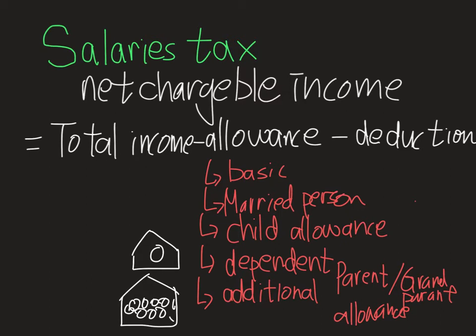What does it mean to be a dependent parent or grandparent? Like it is 獨居老人. That means you are living separately from your parents or grandparents. If it is additional parents or grandparents allowance, that means you live with them together. Remember, the total income needs to be the whole year income. Whole year.